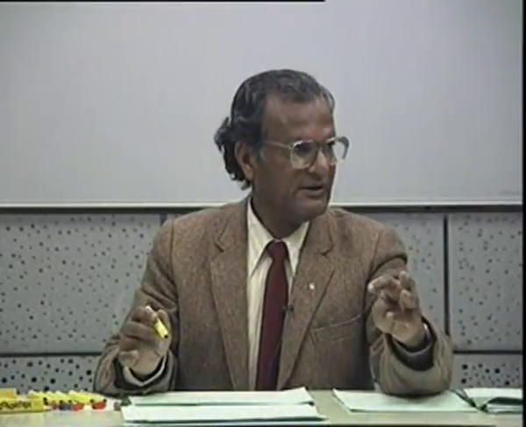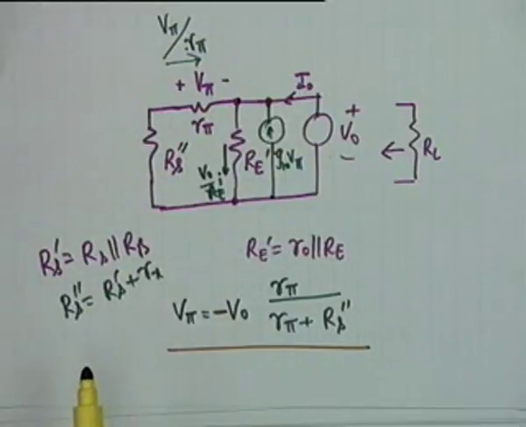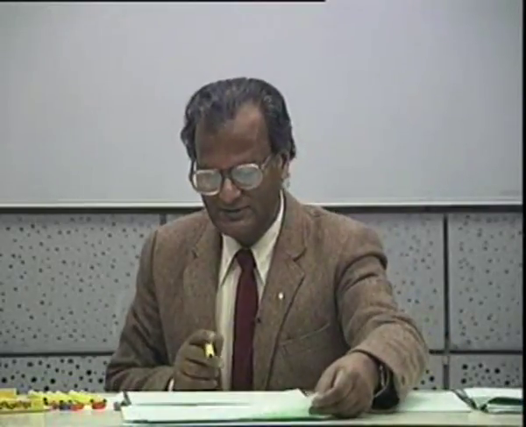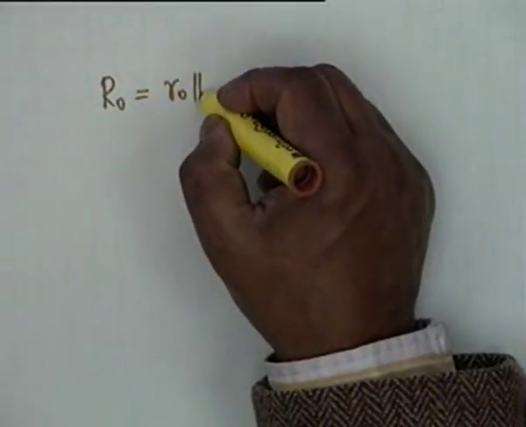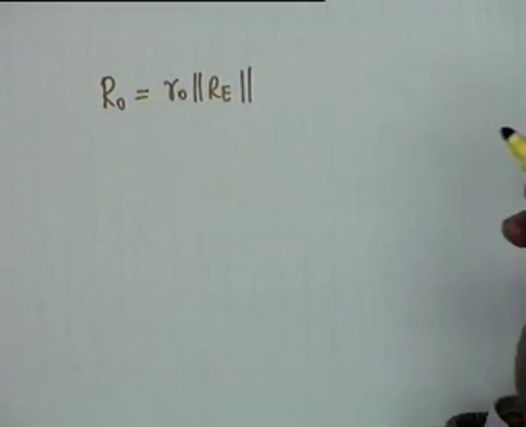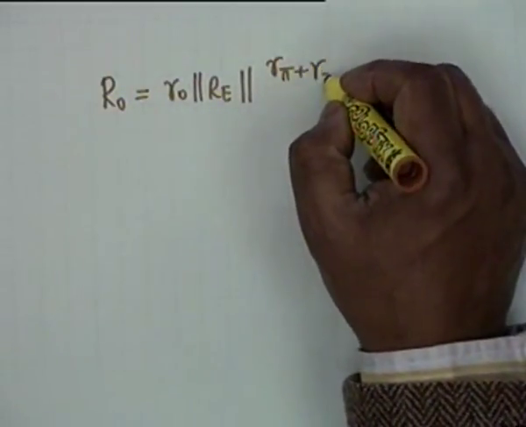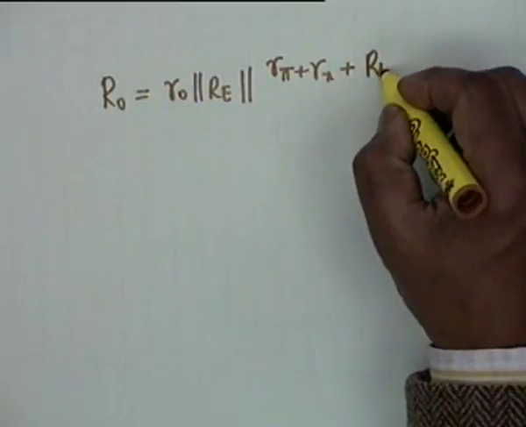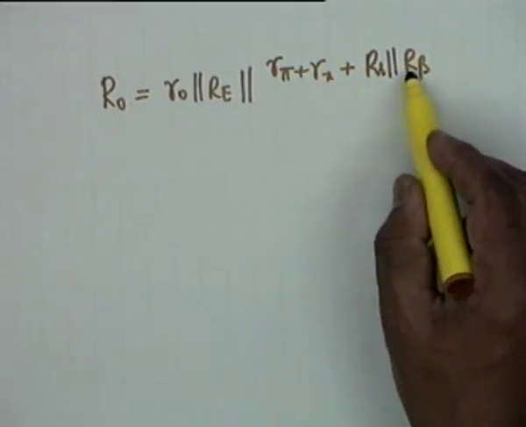What does this equation contain? This contains I0, V0 and V pi. Substitute for V pi from this expression. Therefore, you will be left with an expression containing only I0 and V0. And then R0 is the output resistance, and you can show that this is R0 parallel RE parallel, which I have called RE prime, parallel R pi plus RX plus RS parallel RB. We had called this RS prime and the combination is RS double prime.